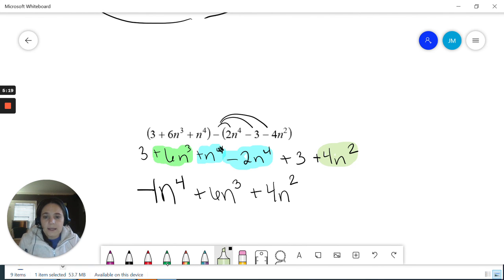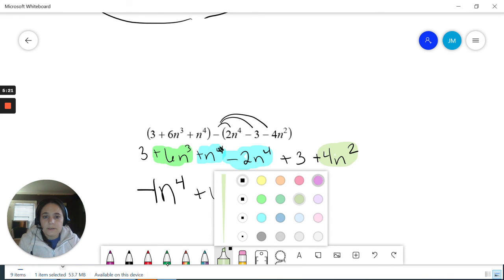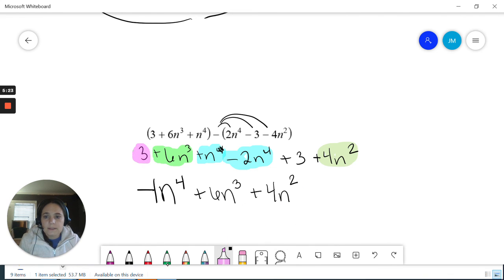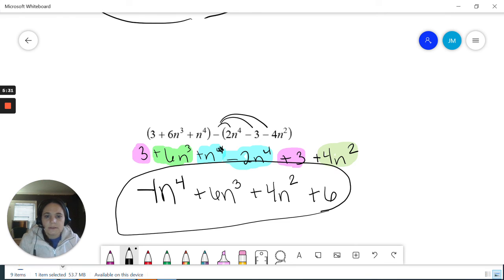And our last one that we're going to do is our constants. There's a 3 and there's another 3, so 3 plus 3 is 6. And there's your answer. Good job, team.